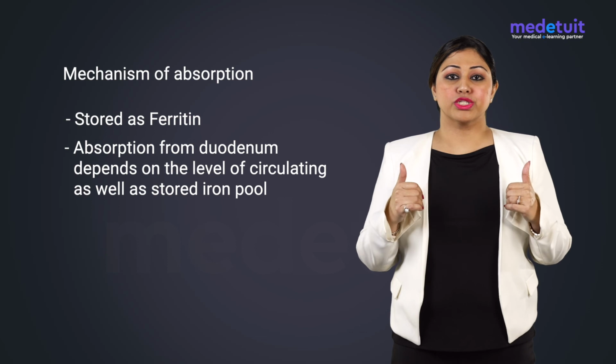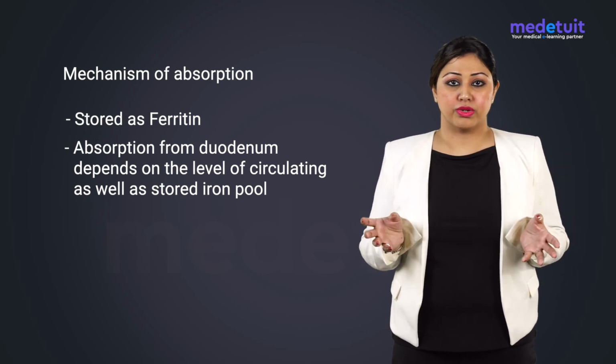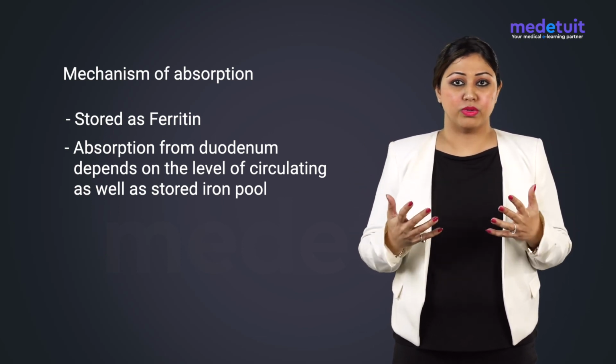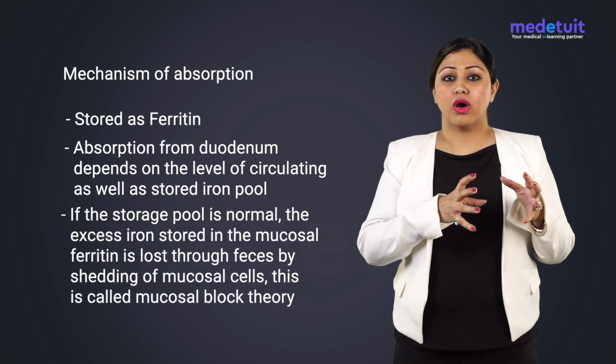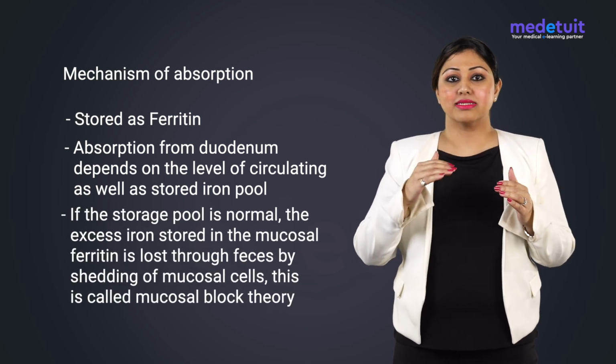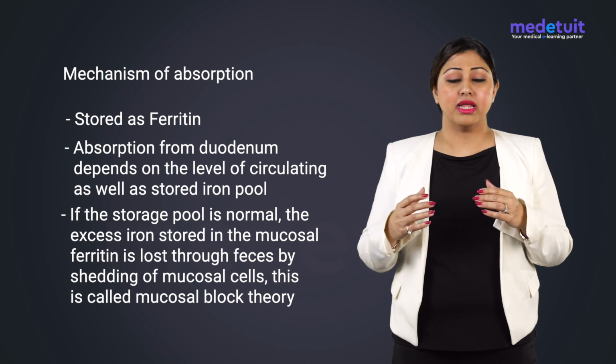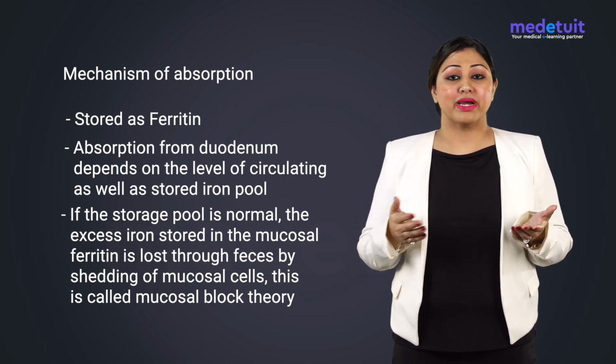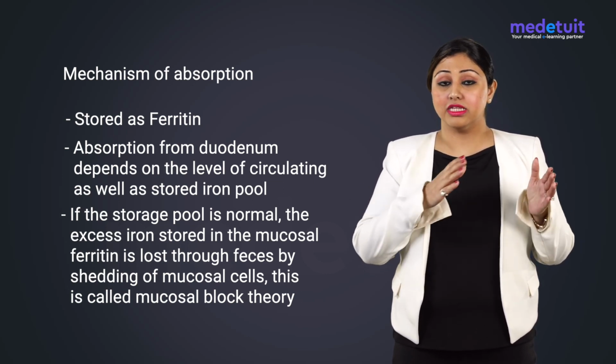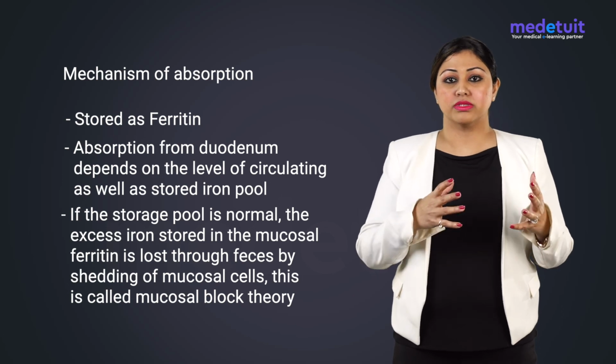The absorption from this duodenum depends on the level of circulating as well as the stored iron pool that you have. So if the storage pool is normal, the excess iron stored in the mucosal ferritin is lost through feces by shedding of mucosal cells, and this procedure is known as the mucosal block theory.